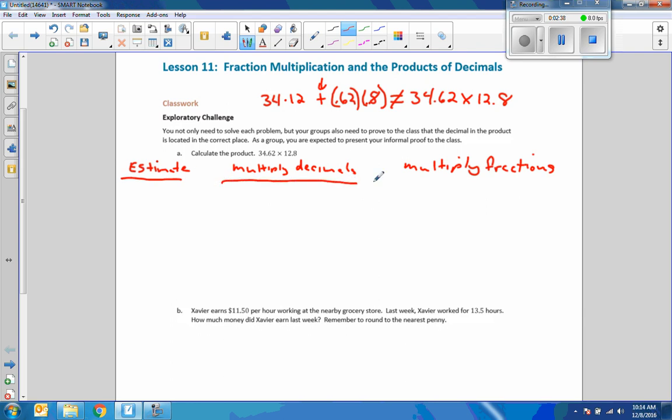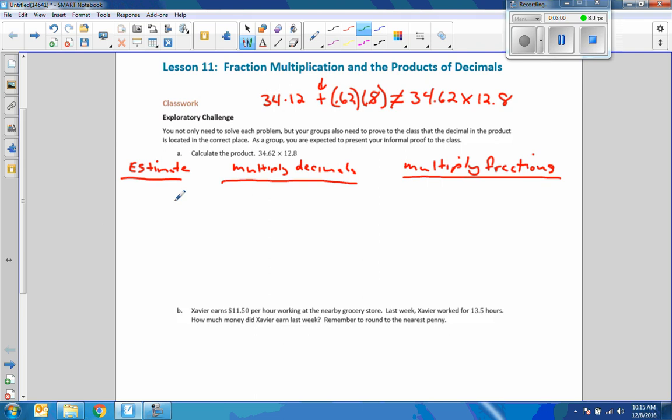Now try doing these problems in groups. Have one do an estimate. Have someone else do multiplication of decimals, and have the other one do multiplication of fractions. Okay? Pause the video and just do A, and then we'll come back and look at it, and then I'll have you try B after seeing how to do it.